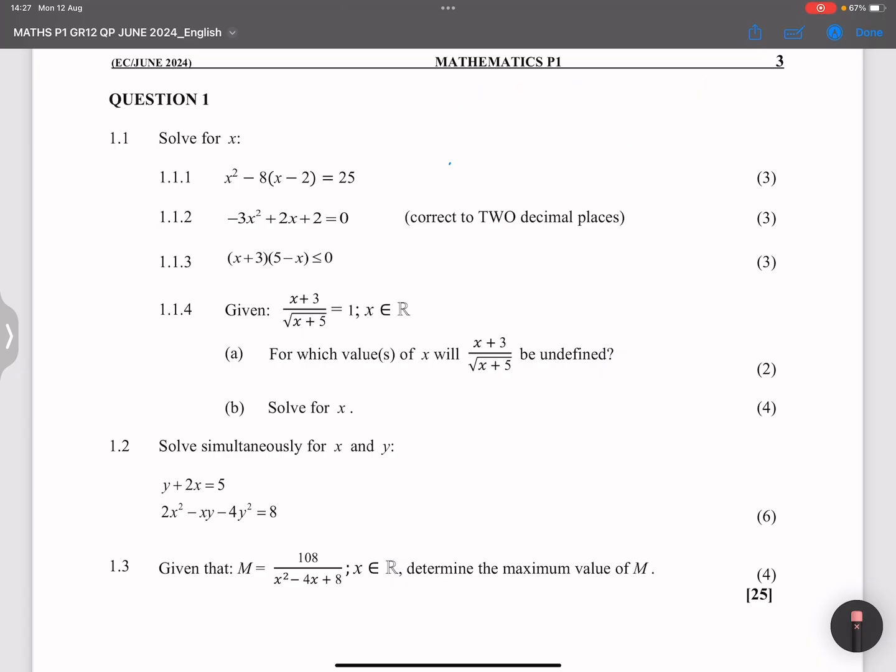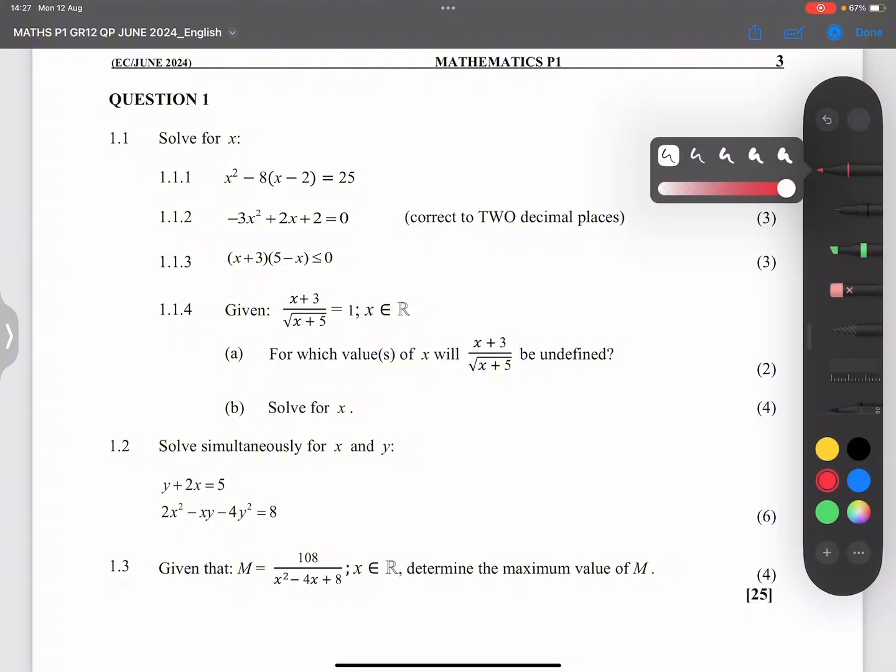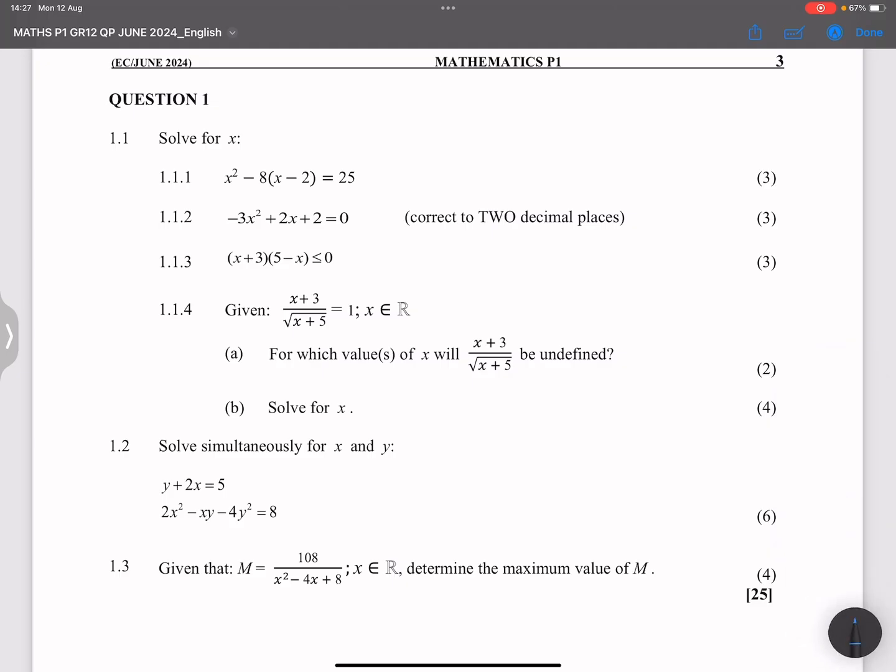Right, let's go to the next one. So, they say to us, we've got the value there. Okay, so they give us that in brackets. In fact, 1.1.4, given x plus 3 over the square root of x plus 5 is equal to 1. They say x is an element of real numbers. They say for which values of x will this be undefined.